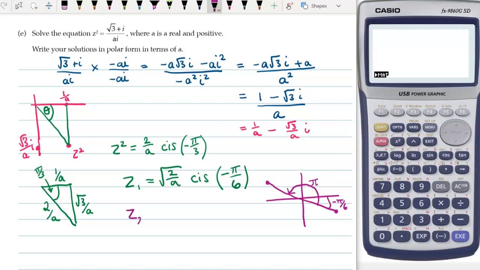So the second solution here, the modulus hasn't changed, the length away from the origin, but our angle will be to take negative pi by 6 and add on a pi. So that gives us cis of 5 pi by 6.